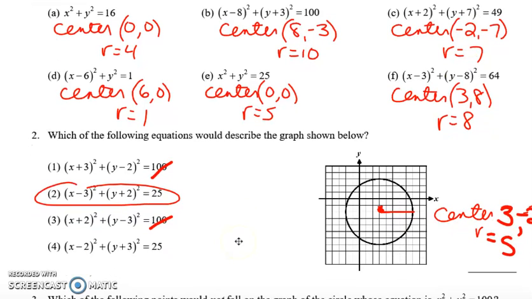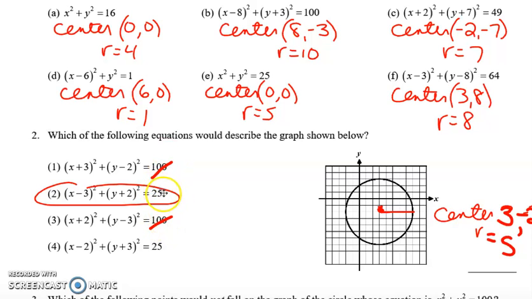Question 2, I already have a graph of a circle, and I have to figure out what the equation is. So if you look at this circle, I can find the center. The center is at 3, negative 2. I'm also just counting to find the radius. The radius is 5. So I immediately get rid of choice 1 and 3 because they have the wrong radius.